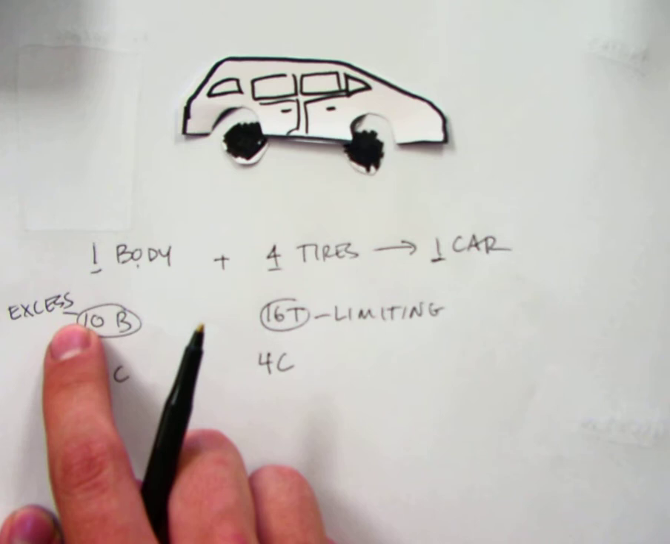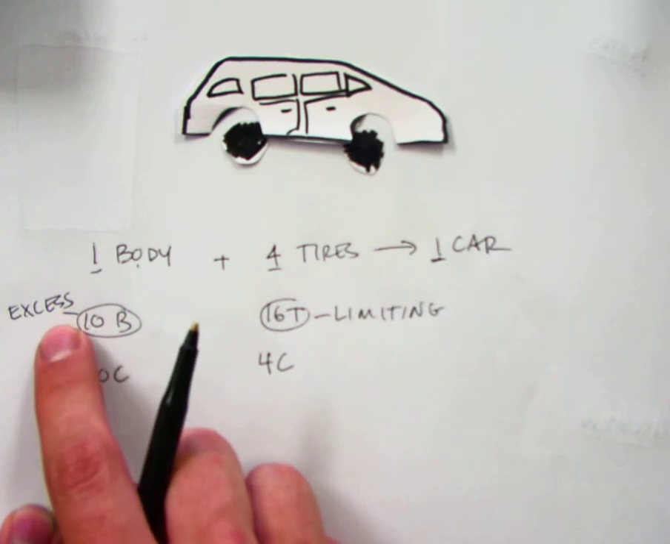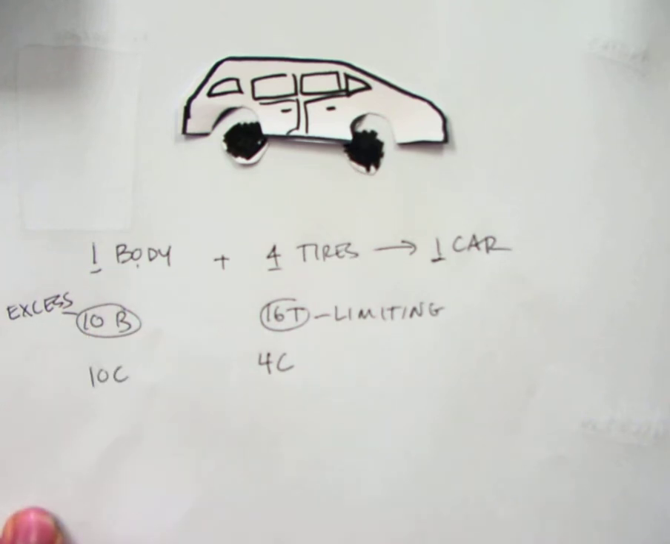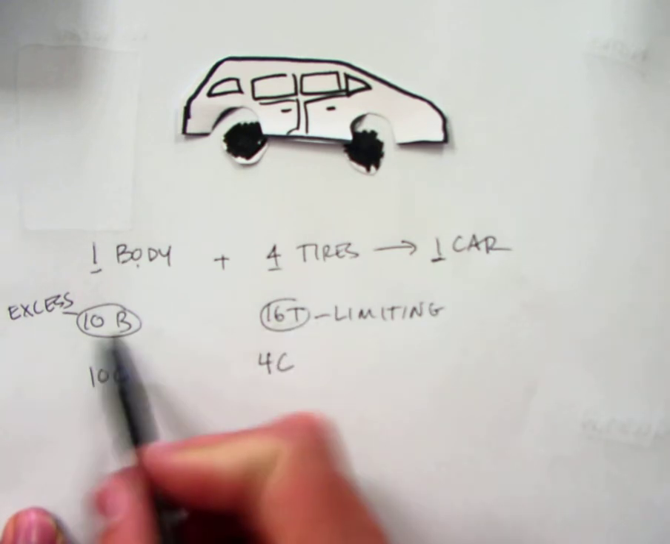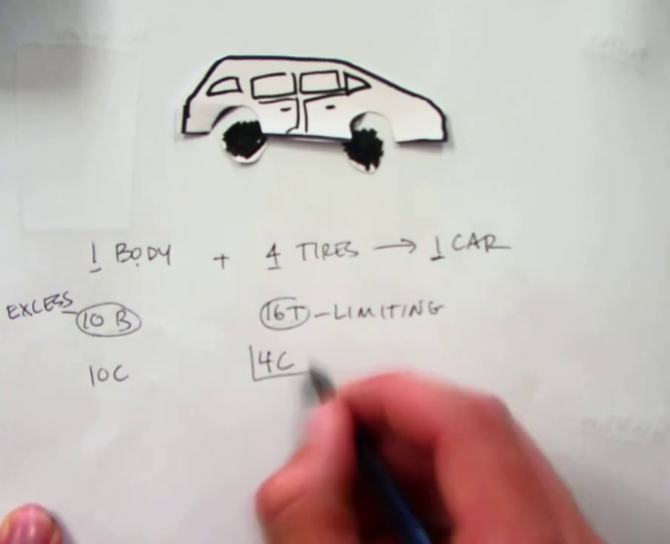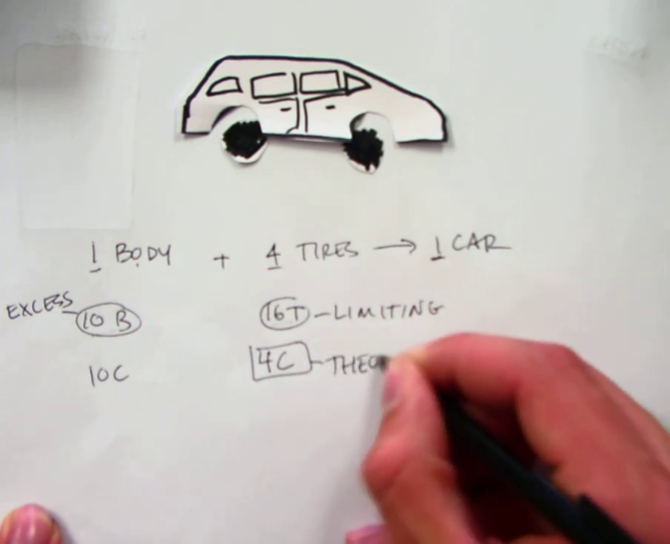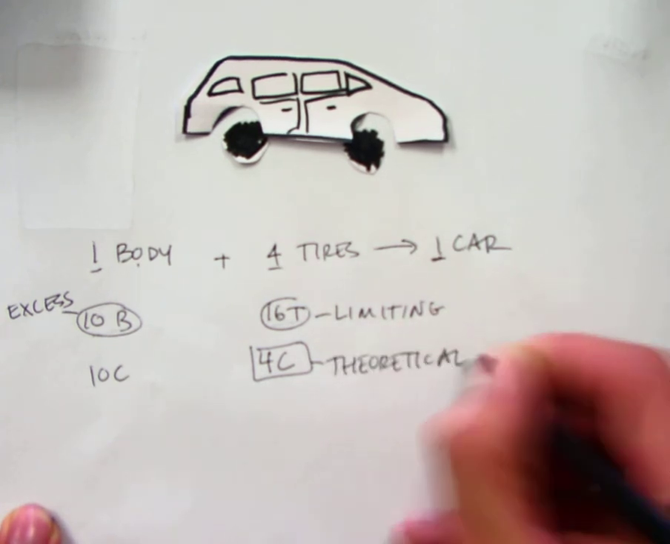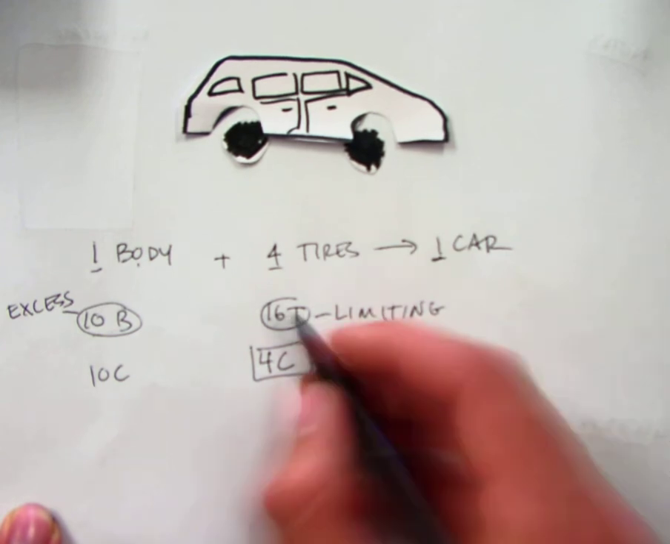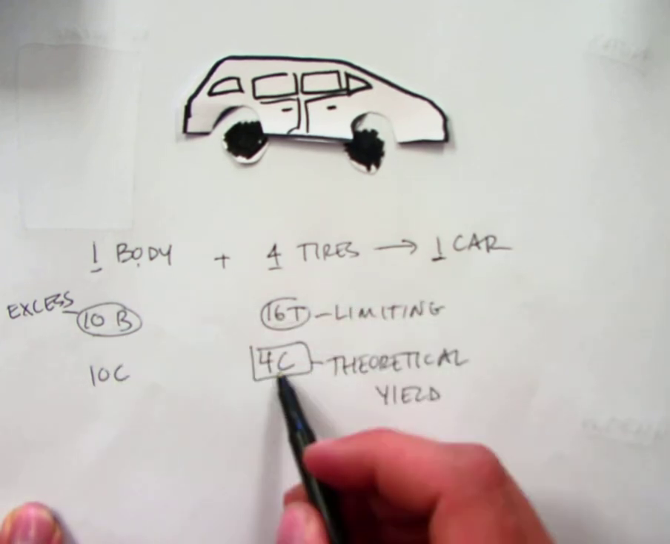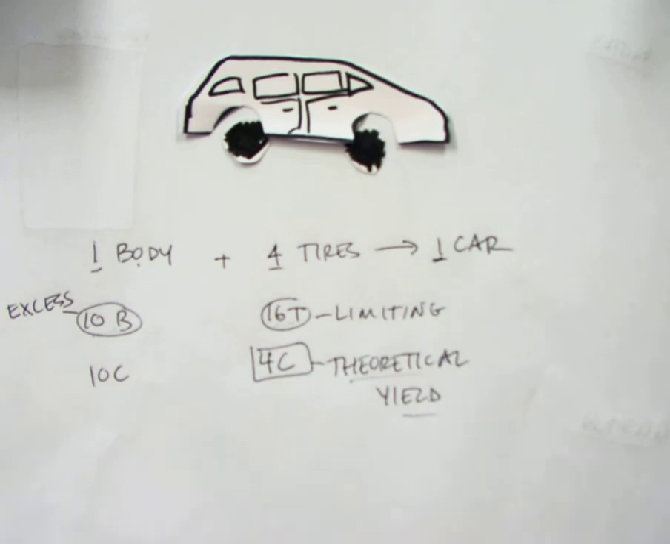The excess reactant is the reactant in a chemical reaction that you will have leftovers of when the reaction is complete. The maximum number of cars you can make, the maximum amount of product you can make with any given amount of reactants, in this case is 4 cars, and that has a specific name. That is called the theoretical yield. With 16 tires and 10 bodies, you can make 4 cars. That's your theoretical yield, the maximum amount of product you can make.